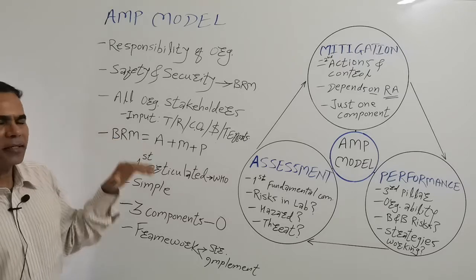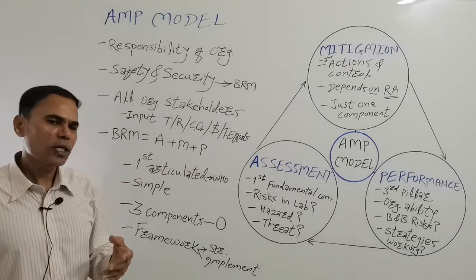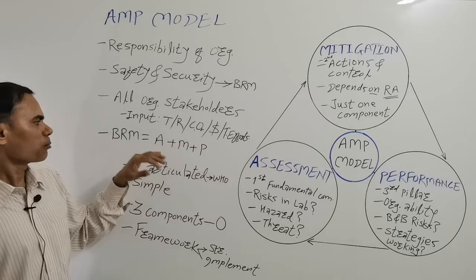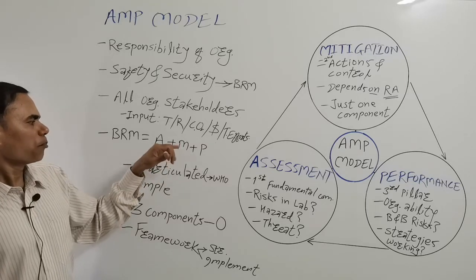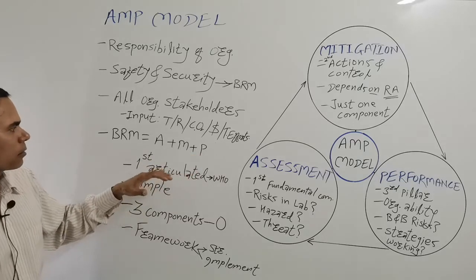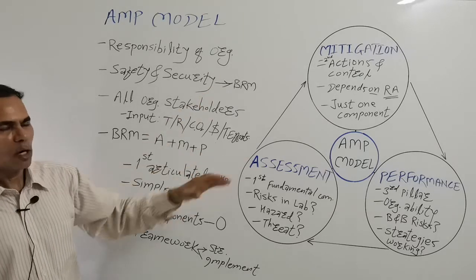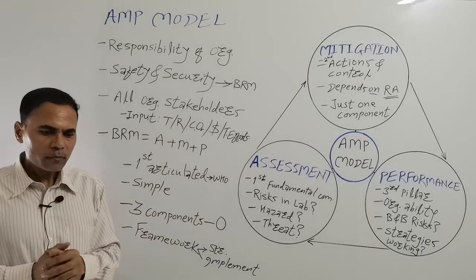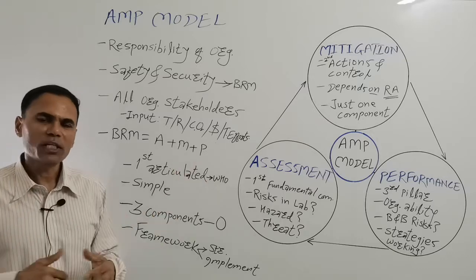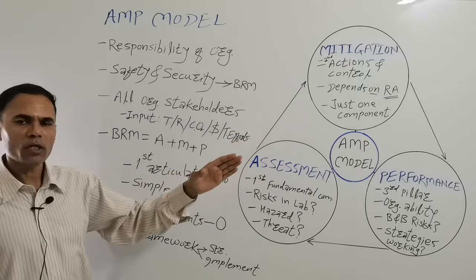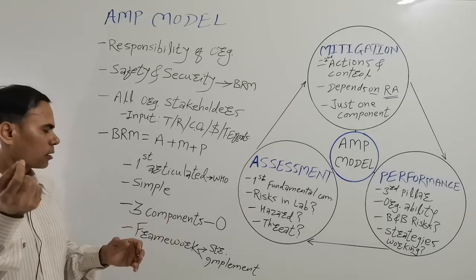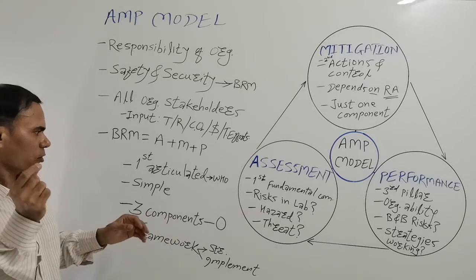Bias management can be divided into three components. What are these three components? These are assessment, mitigation and performance. This is a very broad area, and we could easily talk about this AMP model for 3 hours or more. However, I am going to summarize the AMP model in a very short time.